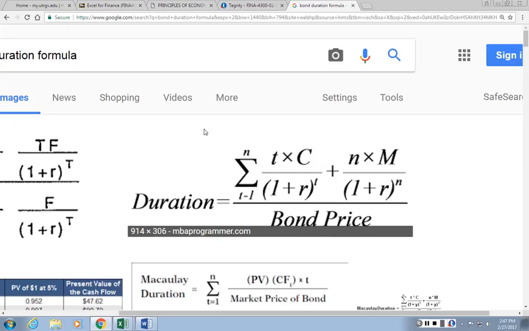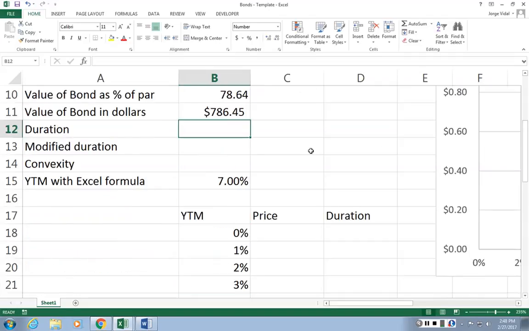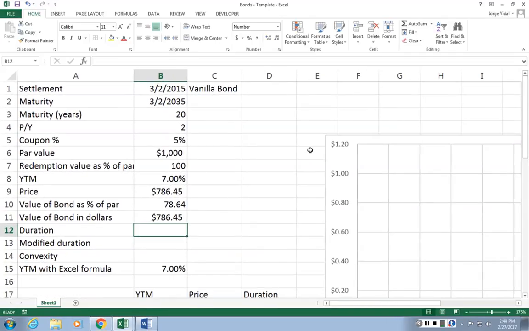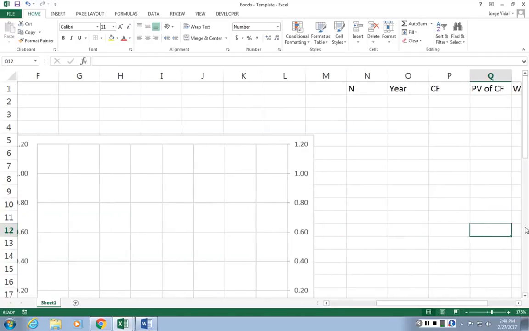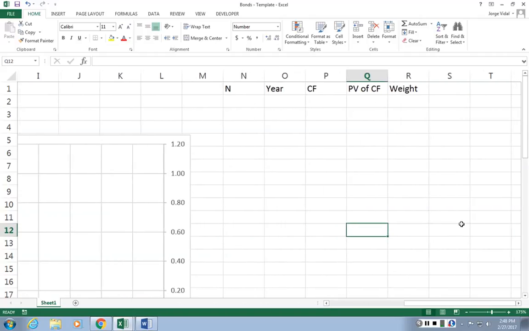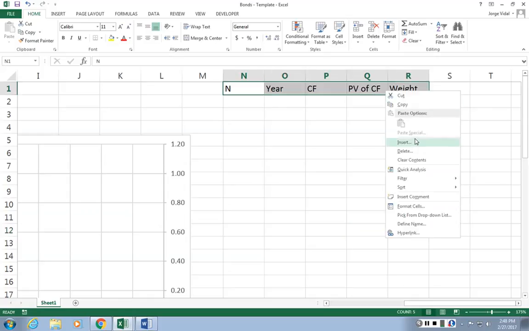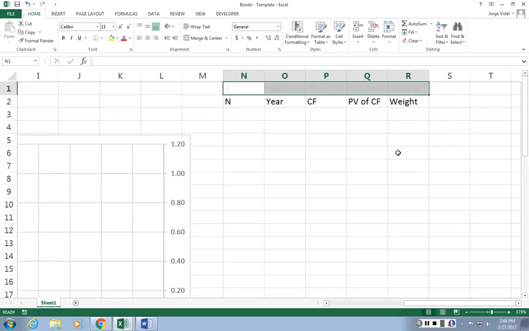Let me go back to Excel. And even though Excel has the function, I want to show you how to do this manually, how to implement the formula. So if you scroll to the right, you're going to find that template in your Excel. And I'm going to insert 2 rows. So you can use highlight, right click, insert, couple of rows.